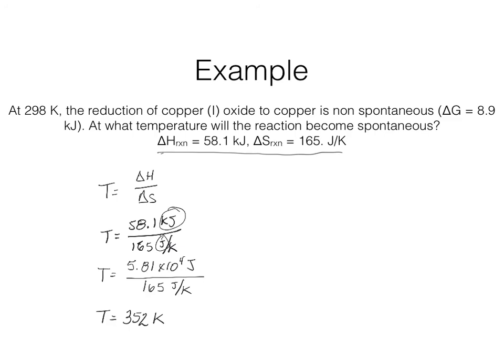And if I turn that to Celsius, that is 78, sig figs, 79.0 degrees Celsius. And so that means that in order for this reaction to be spontaneous, I have to heat it up to about 79 degrees, 80 degrees. And once I hit that temperature or above, this reaction is spontaneous. Okay, I hope this makes some sense.